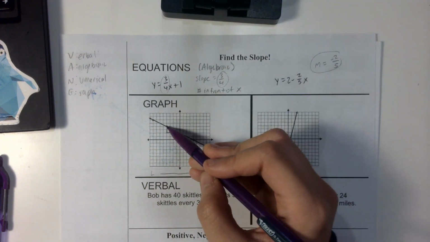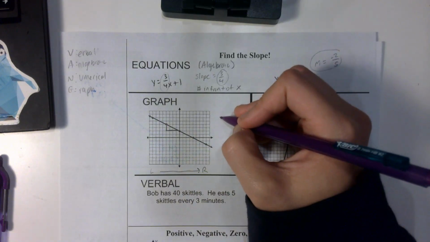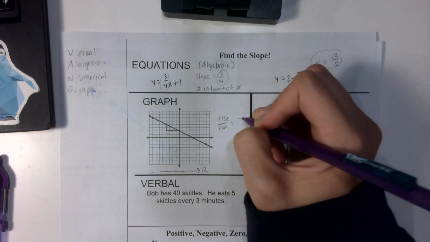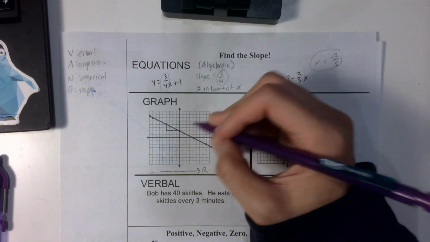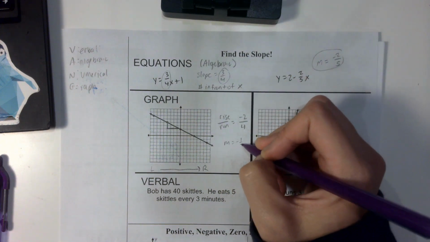So our rise is actually dropping down 2. So if we have rise over run, it's -2 over, and then it's moving over 4. So our slope is -1/2.